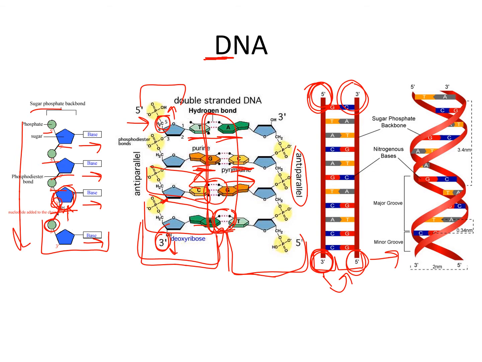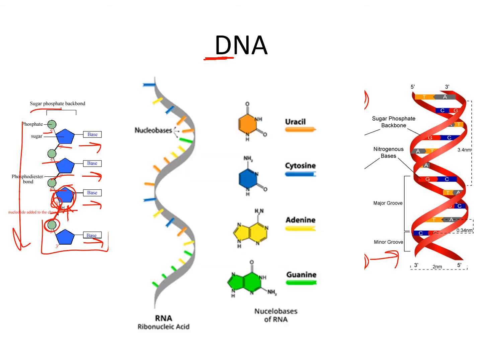Another thing about RNA is that it is single-stranded. So all RNA molecules are single-stranded, whereas DNA is double-stranded. And the last difference is that instead of thymine, RNA has uracil as one of the nitrogenous bases. But otherwise, it also has cytosine, adenine, and guanine. So the uracil is going to take the place of thymine during complementary base pairing.